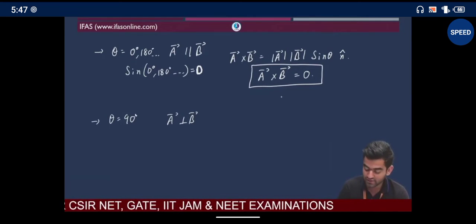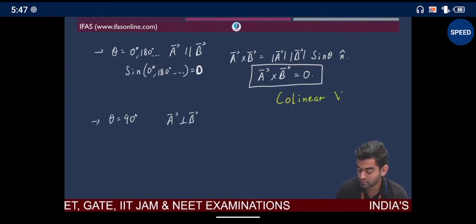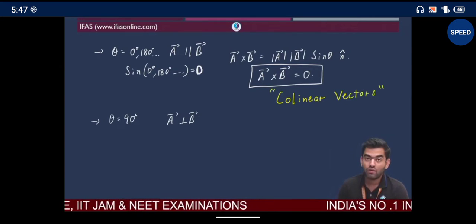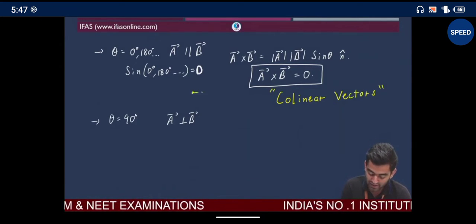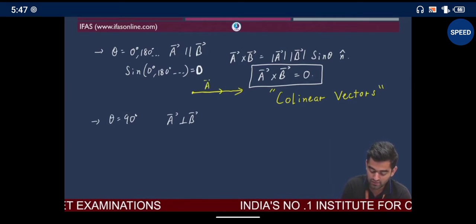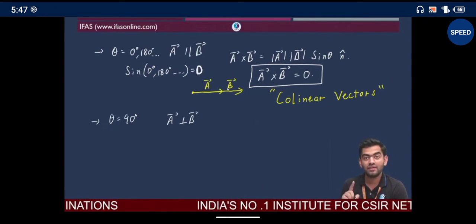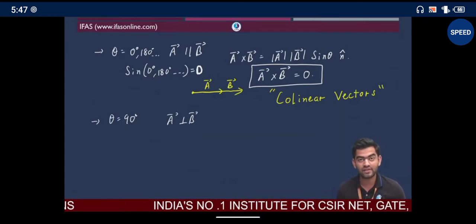Or we can call these kind of vectors collinear vectors. When two vectors are moving in the same line or headed in the same line, these two vectors are called collinear vectors. This is vector A, this is vector B. As they are headed in the same line, this means they are collinear vectors.